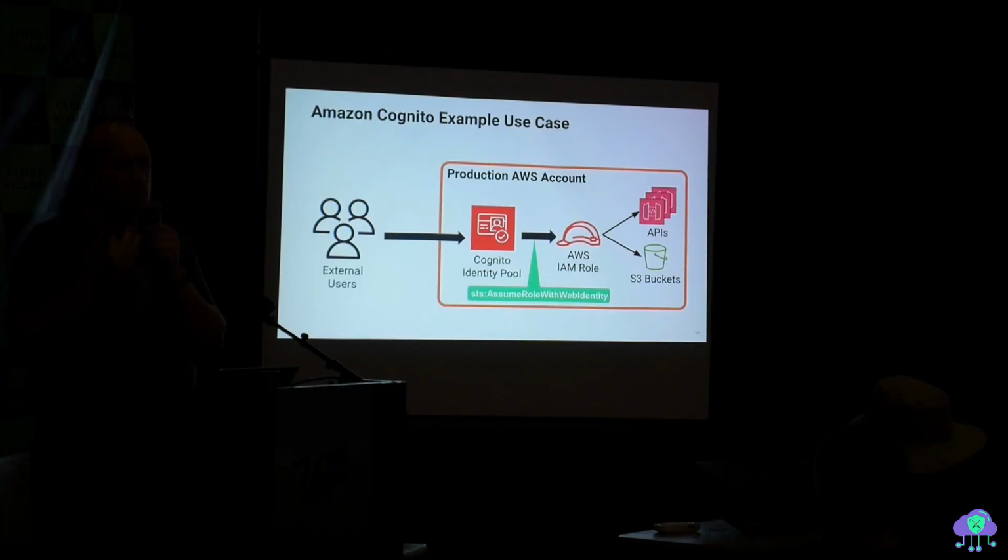So for example, if you're building a web app, you want your users to be able to upload files to S3 or perhaps invoke an API gateway using IAM auth. What you could do is create a Cognito identity pool, allow your external users to interact with it to generate tokens, then using those on assume role with web identity, they assume the role in your account and do whatever it is you need them to do.